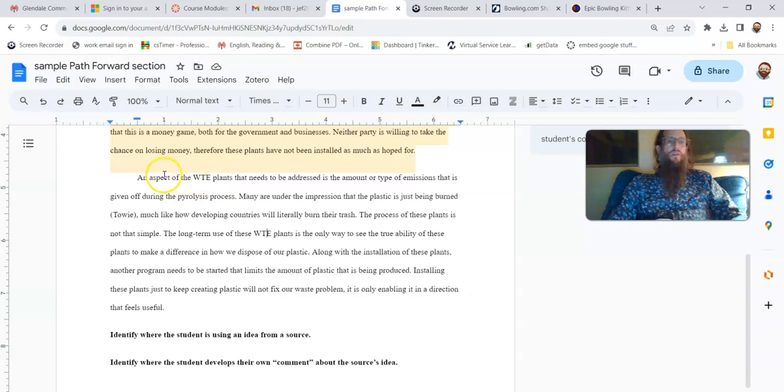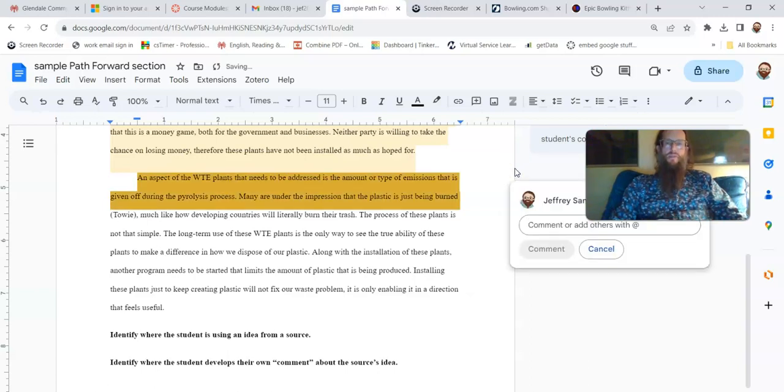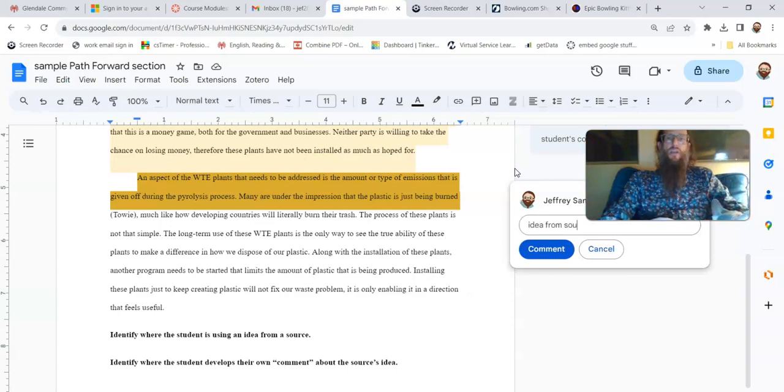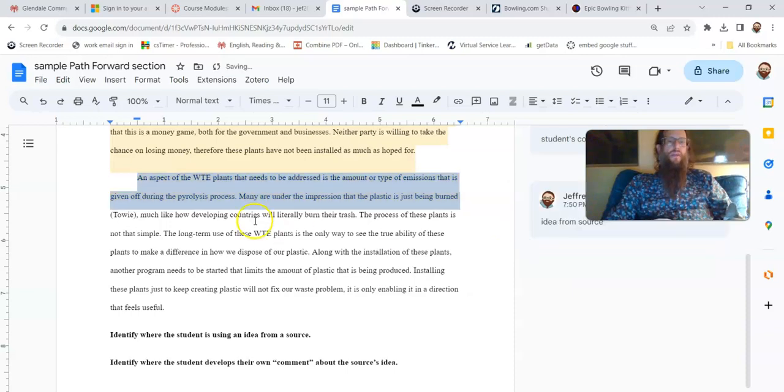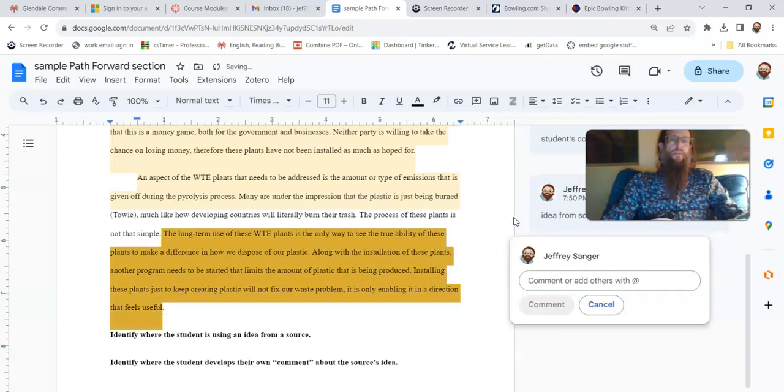And so here we go, and I love that the student did this because she's demonstrating her understanding of the complexity of the issue, that these waste energy plants, they're not a panacea. They don't solve everything. They give off their own emissions. And of course, this is another idea that she got from a source, right? And then again, all this down here is her comment about that.